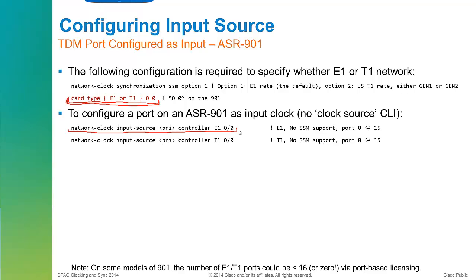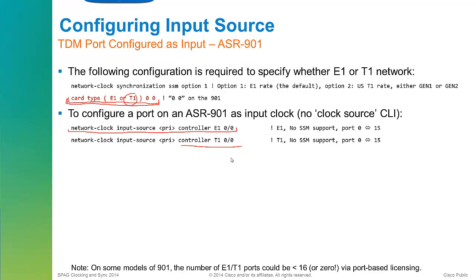Again, as I said, the E1 port doesn't support SSM. The BITS port does, so if you need SSM, you plug it into the BITS port. If you cannot plug it into the BITS port, unfortunately you have to work without SSM, or you can define an SSM value specifically. If you need T1, you need to set the card type to T1, and then you see controller T1. So this will say, I'm going to get my clocking from port 00, and that'll be my input clock.